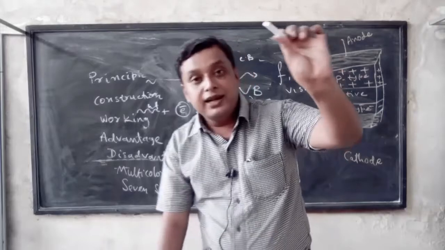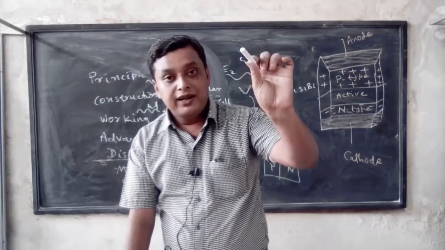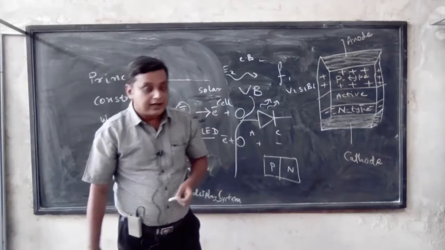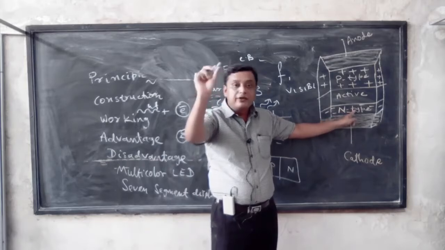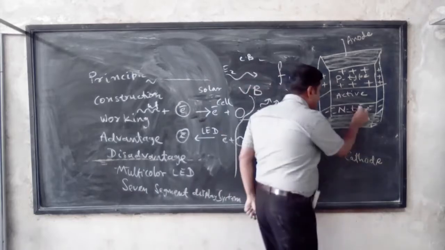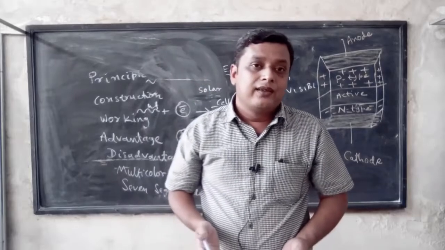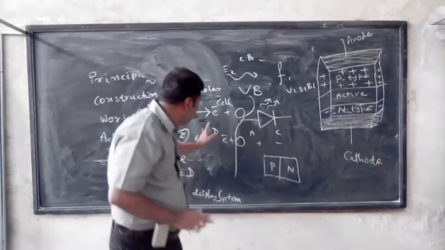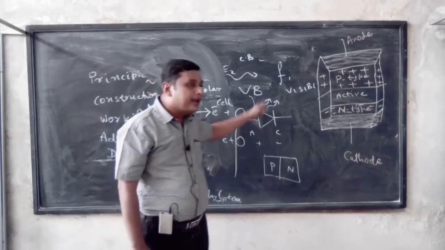If I have this P-type semiconducting material, the majority charge carrier inside it should be hole. The minority charge carrier inside the P-type semiconducting material should be electron. If I have this N-type semiconducting material, the majority charge carrier inside it should be electron. The minority charge carrier should be hole. As I mentioned, this diode is made up of gallium arsenide and gallium phosphide. This is the basic difference between LED and ordinary diode.